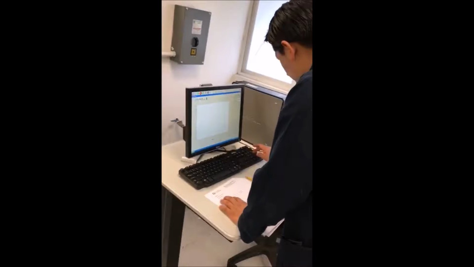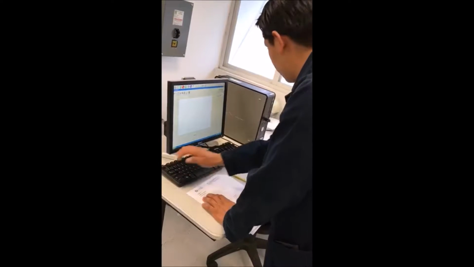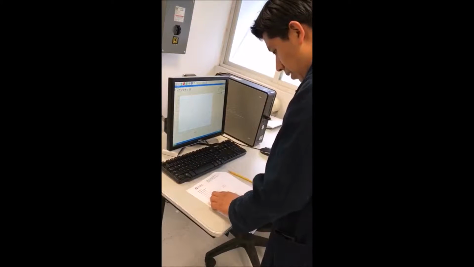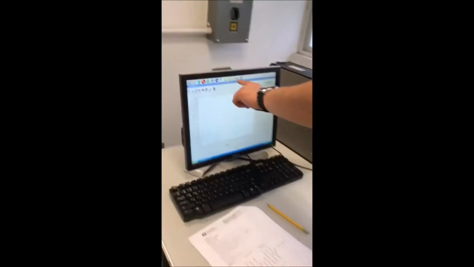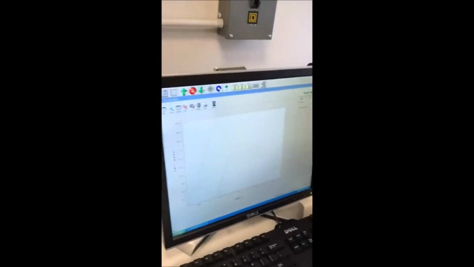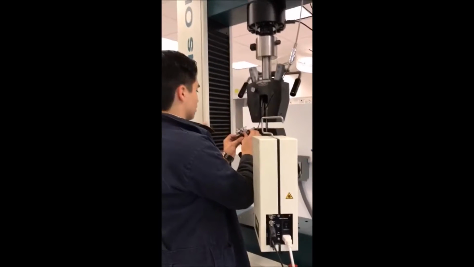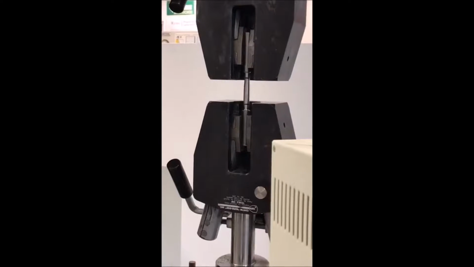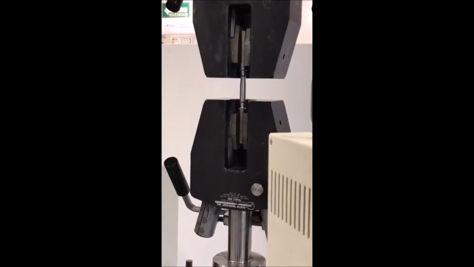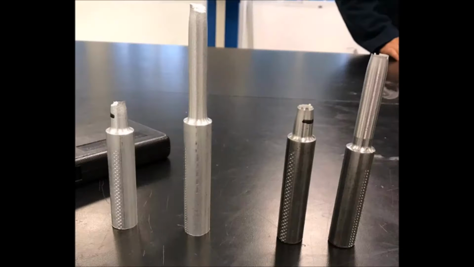To illustrate the information taken in the previous step, we used the program to trace the stress-strain curve. While the machine was working, we were interpreting the curve and identifying its properties. We repeated the same procedure with aluminum. This was the exact moment when the material broke. After that, we measured the final dimensions of the deformed region, named the neck.